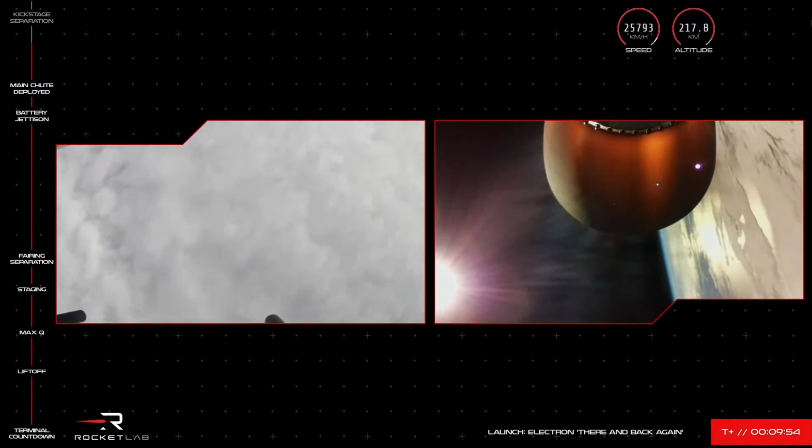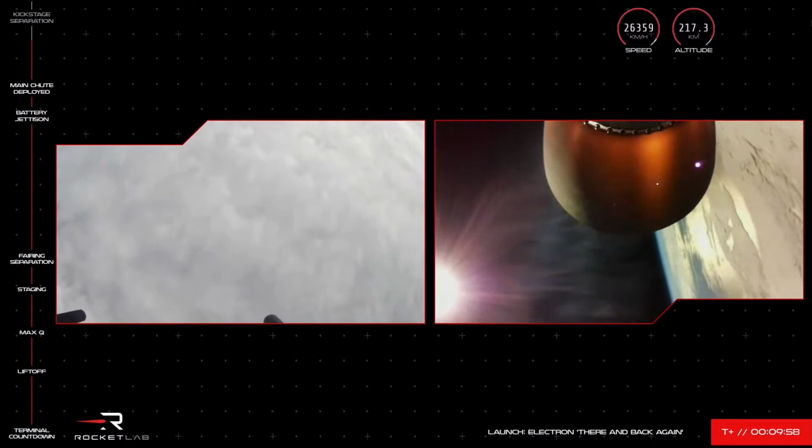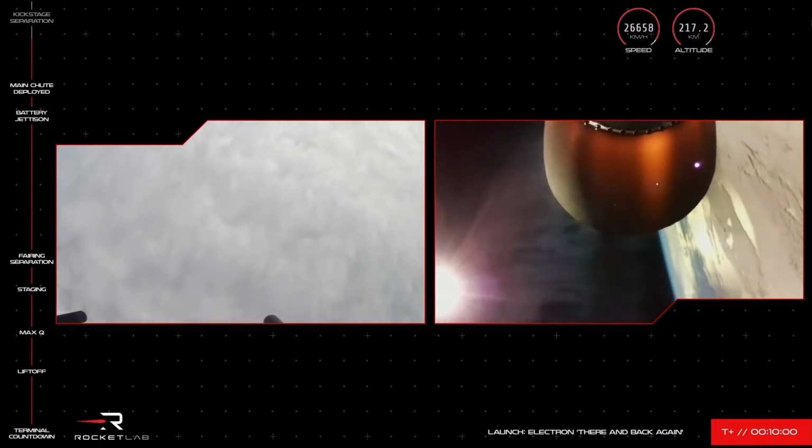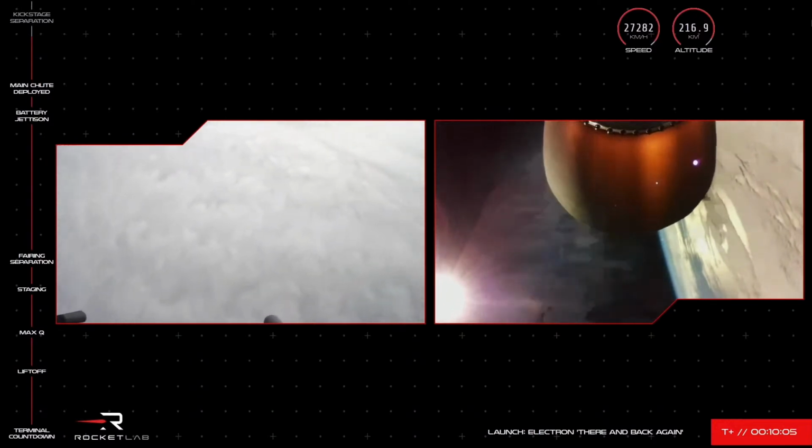It's a bit longer of a second stage burn than normal to get us to our 520 kilometer SSO orbit. On the left, you can see the helicopter moving into position. And on the right, we have Electron second stage traveling onto orbit.